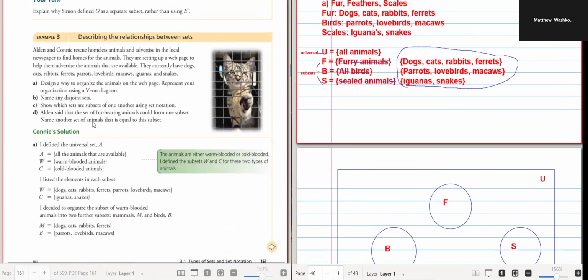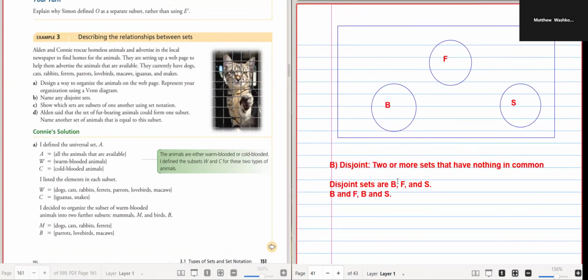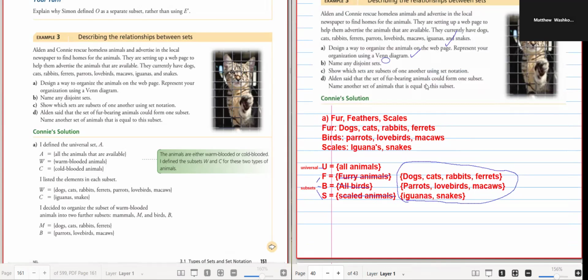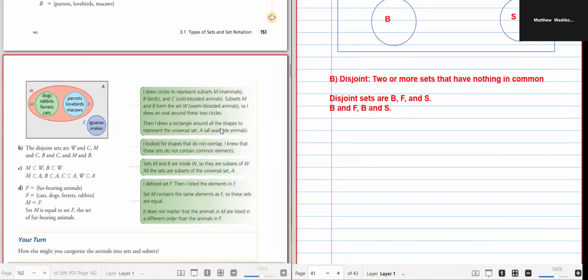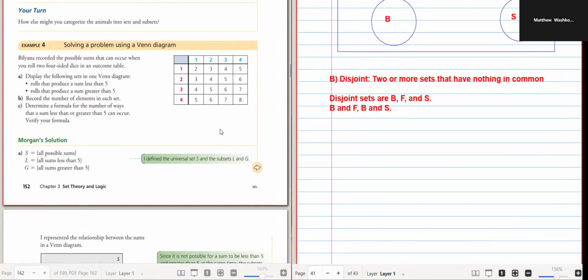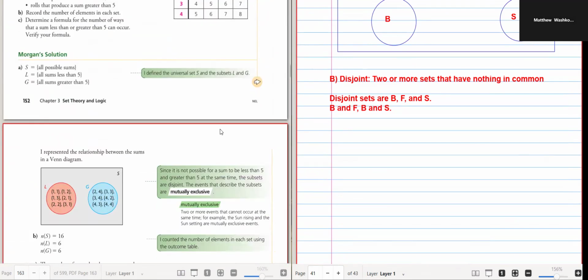Now, question C here asks us to show which sets are subsets of another. That doesn't work with our example. This is a terrible question. We've done that. None of them are subsets of each other. Alden said that the set of fur-bearing animals could form one subset. Name another set of animals that is equal to this equation. You can put non-furred in that case. So okay, we're kind of done with this one actually. So easy enough. Example 4, I don't think we need that one.